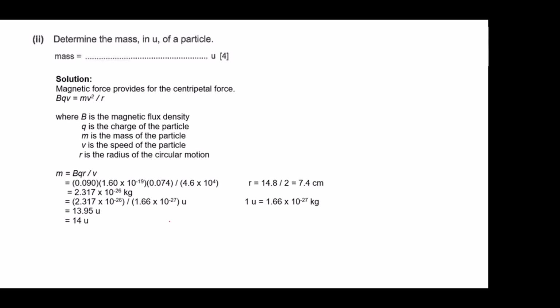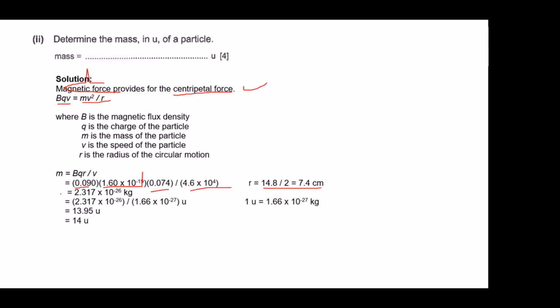Find the mass, in atomic mass units, of a particle. Okay, because it's going in a circle, the magnetic force provides the centripetal force. So always try to write a statement like this: the Bqv, the magnetic force, provides the centripetal force. So you rearrange this and you'll get m equal to BQR over v. Magnetic flux density is given. The charge is the electron charge. The radius you have to divide by 2, because what you are given is actually a diameter. Then you divide by the velocity, right?